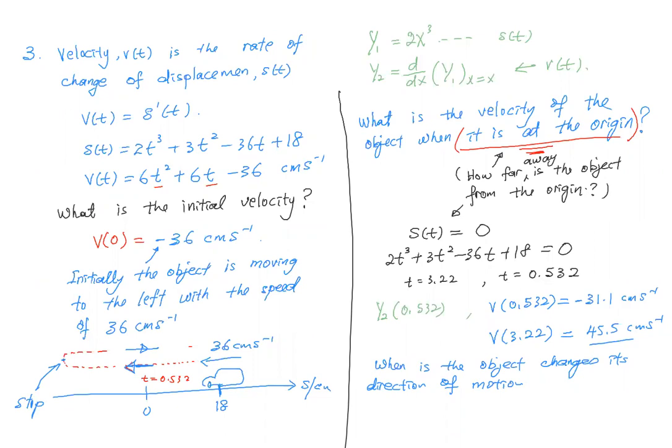So if you want to talk about when, that means you are talking about time. When the object changes its direction of motion, you have to remember that changing direction of motion means it must stop, then only change. Correct? So you have to put V(t) equal to 0. Okay, do you have the quadratic? Can someone use your scientific calculator and tell me what is the value of t?